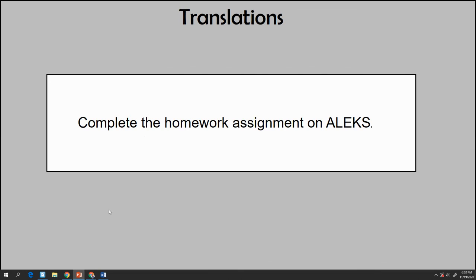Okay, so that's translating. It's pretty straightforward to work on, and it makes it nice to do. And I will let you have at it.